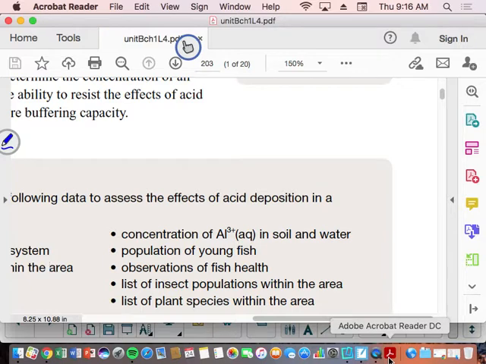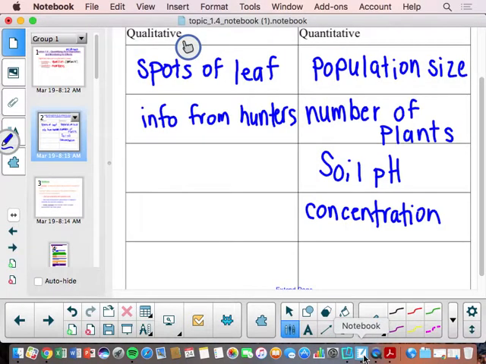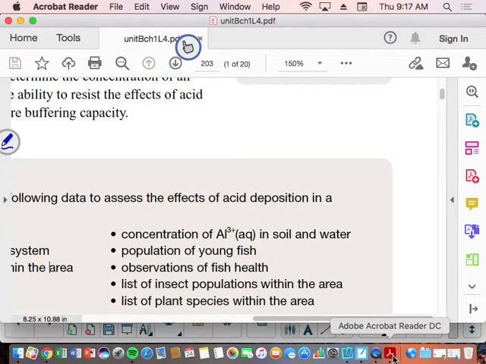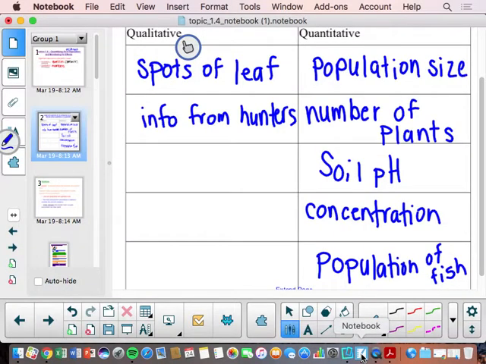Population of young fish. We've already had population of something else. That's going to be quantitative. Population of fish would be quantitative. Observations of fish health. Again, the big keyword there is observations. That would make it qualitative.